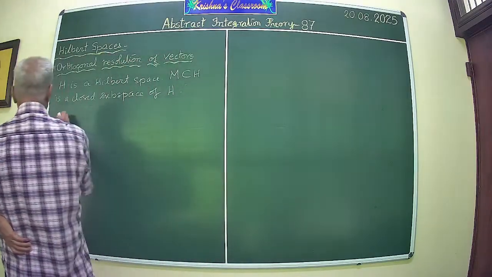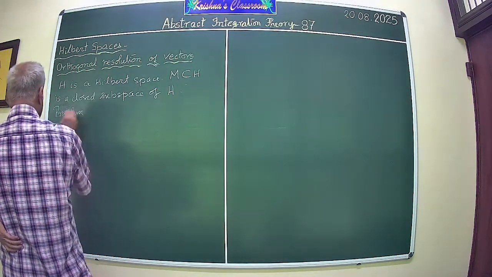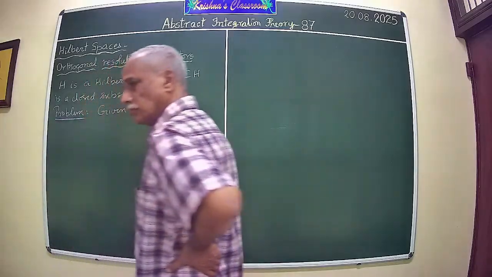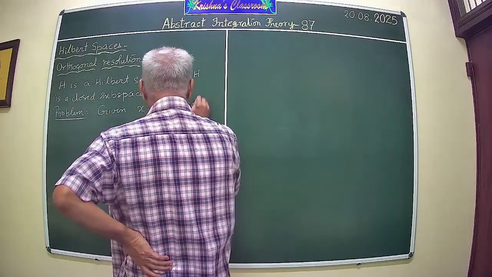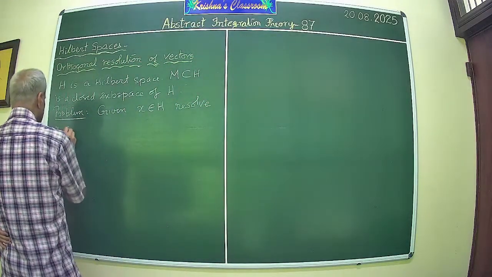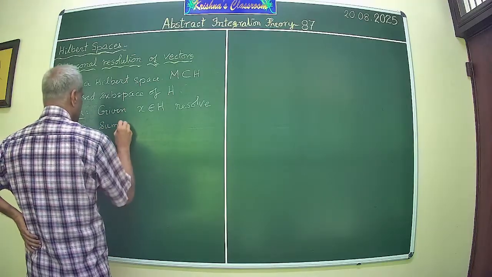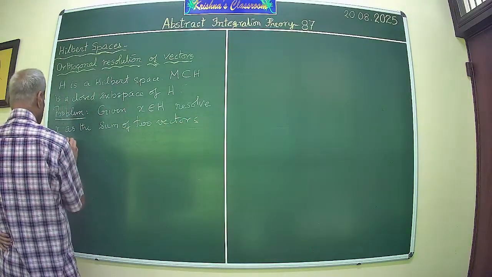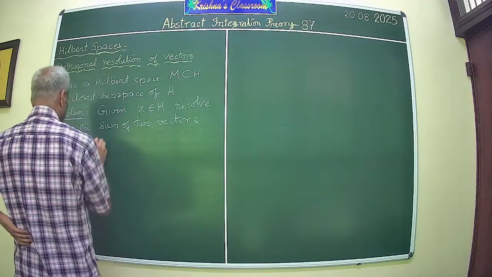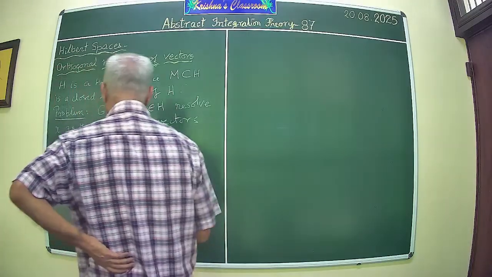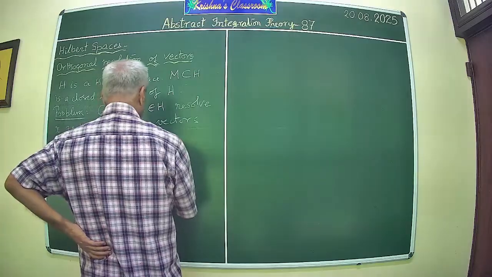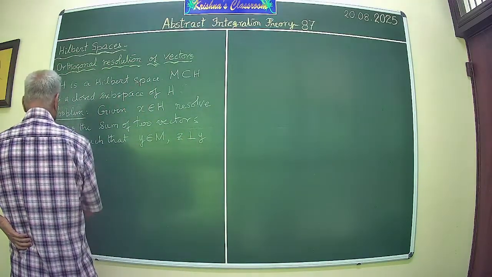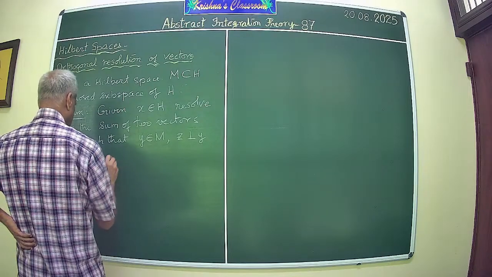So the problem is this: resolve X as the sum of two vectors Y and Z such that Y belongs to M, Z is orthogonal to Y, and X is equal to Y plus Z. So this is the problem.